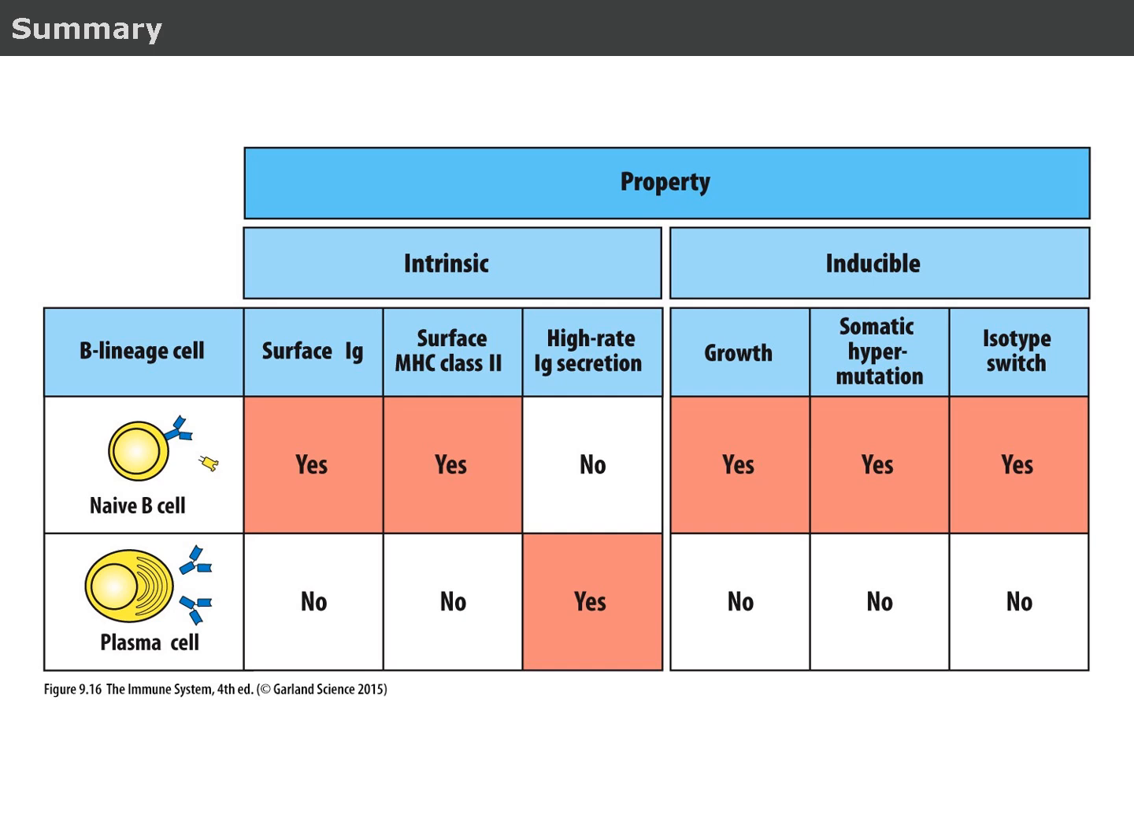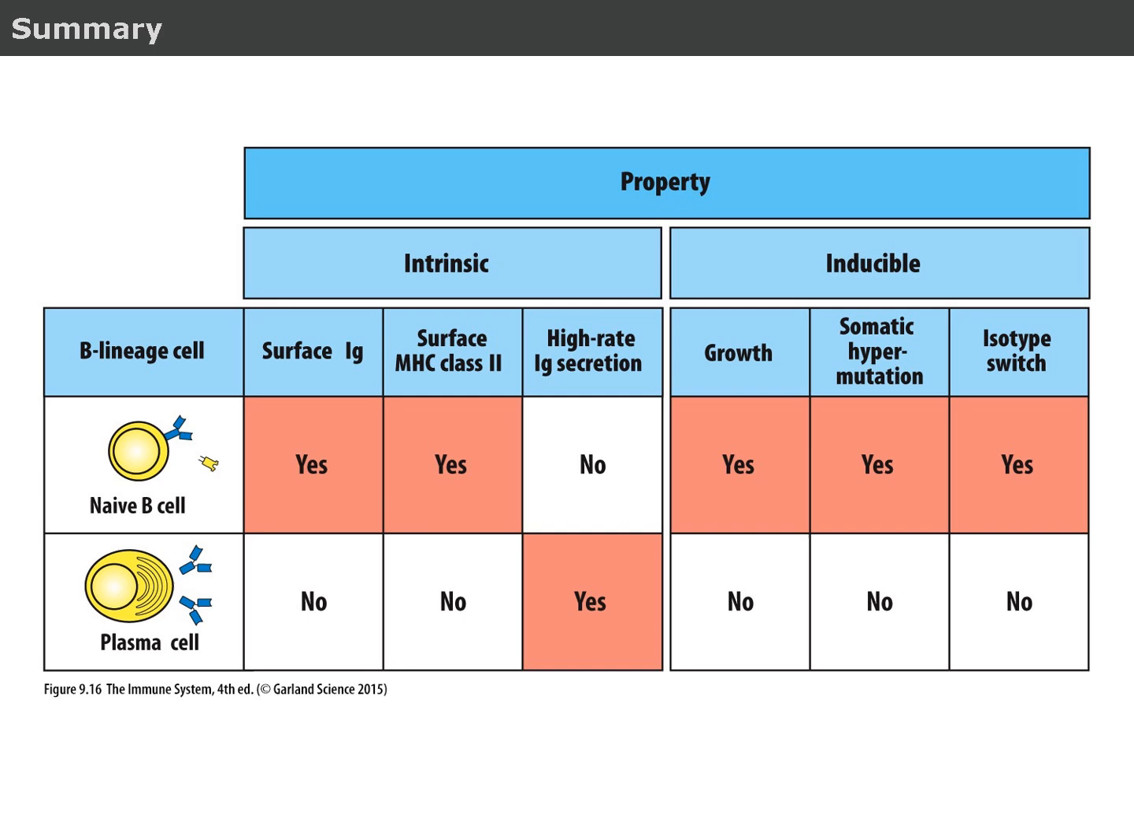However, they do not secrete antibodies at high rates. In contrast, plasma cells have lost both surface IgE and MHC class II expression, but they are highly specialized for antibody secretion, producing large quantities of immunoglobulin to neutralize pathogens.